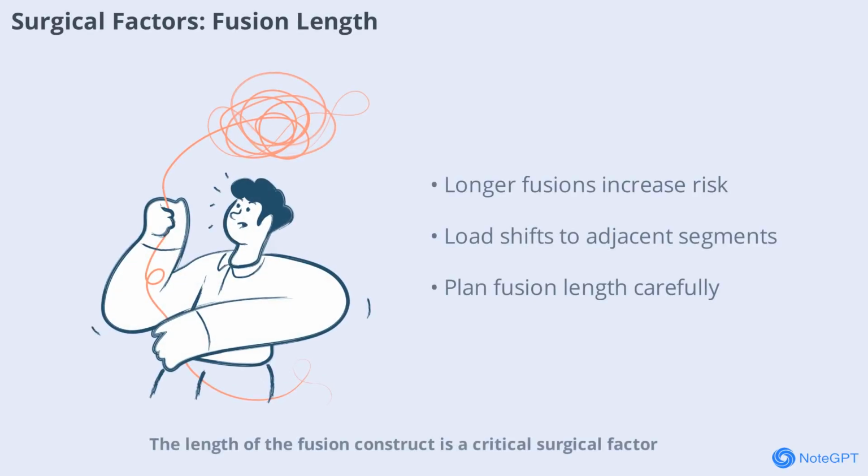Length of the fusion construct is a critical surgical factor. Longer fusions restrict spinal mobility and increase mechanical load on unfused segments, promoting degeneration. Studies show higher ASD rates with longer constructs, especially near the thoracolumbar junction. Careful preoperative planning is needed to balance the benefits of stability with the risk of adjacent segment overload.